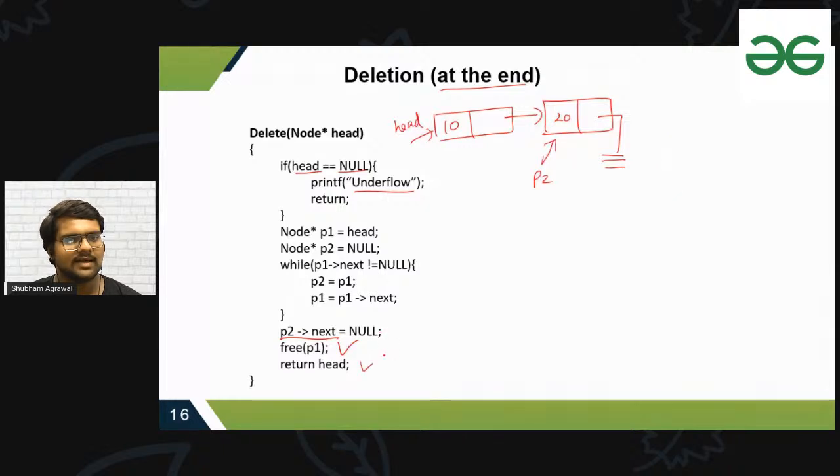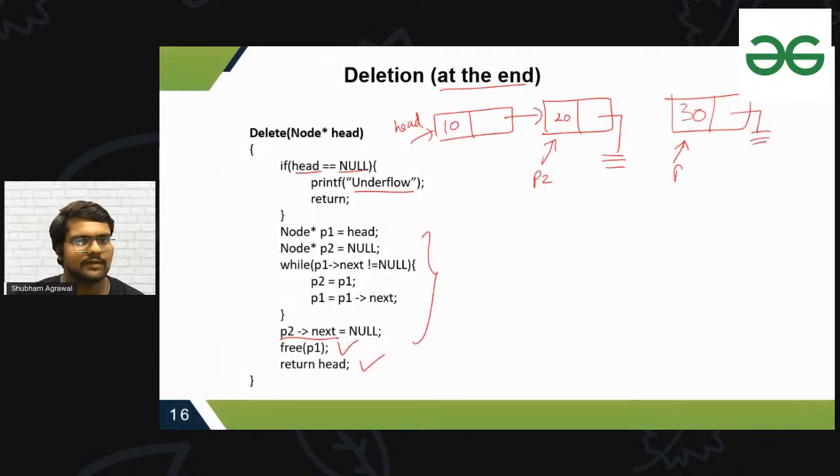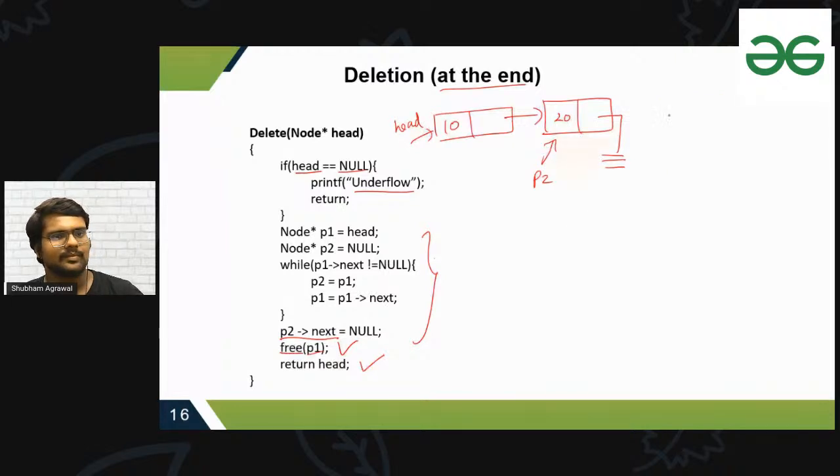So we have deleted the last node of our linked list, which was present here, using this algorithm. P1 was pointing to this node, and we are just writing free of P1. So it will deallocate the memory occupied by this node. This way we can delete the node from the end.